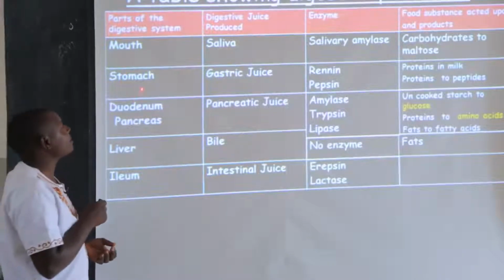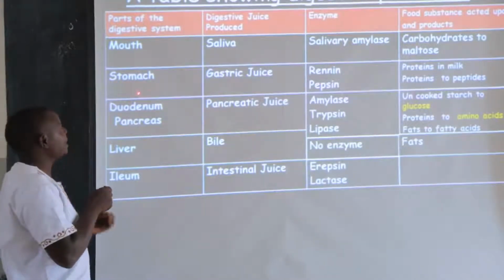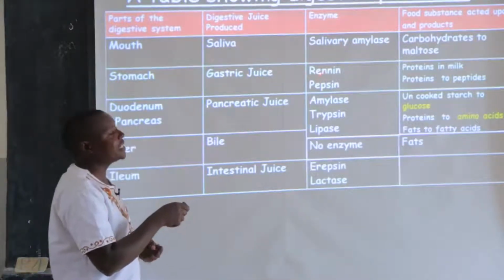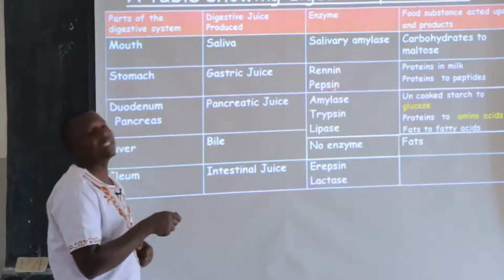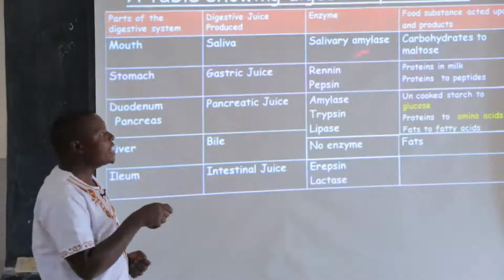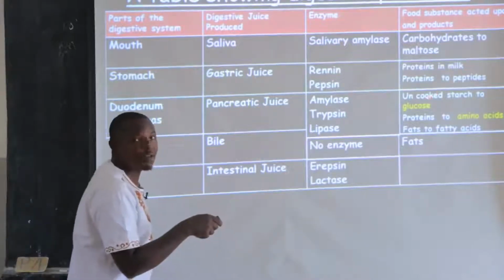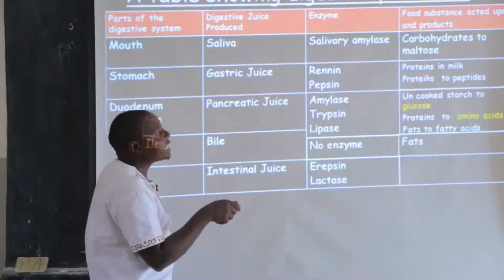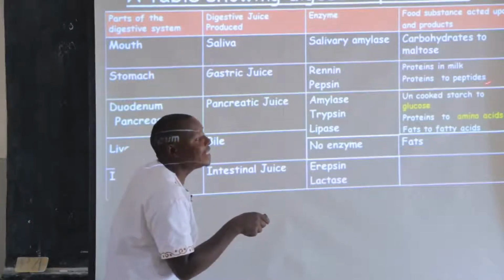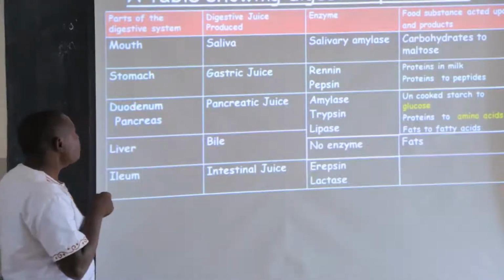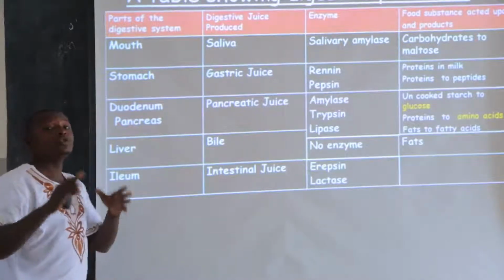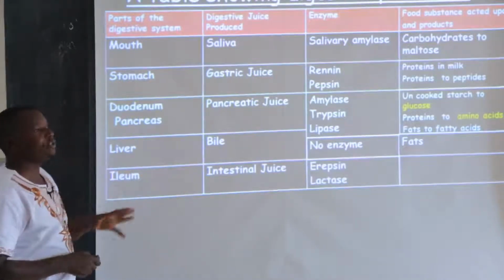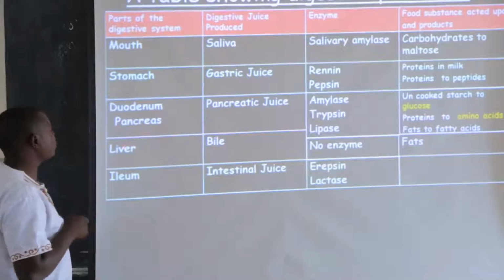Then we come to the stomach. We discuss and say the stomach produces gastric juice that contains two enzymes, that is renin and pepsin. Renin clots proteins in milk, or clots milk proteins. Pepsin breaks down proteins to peptides. The duodenum has two organs that produce juices that are supplied to it. One, the pancreas, two, the liver.